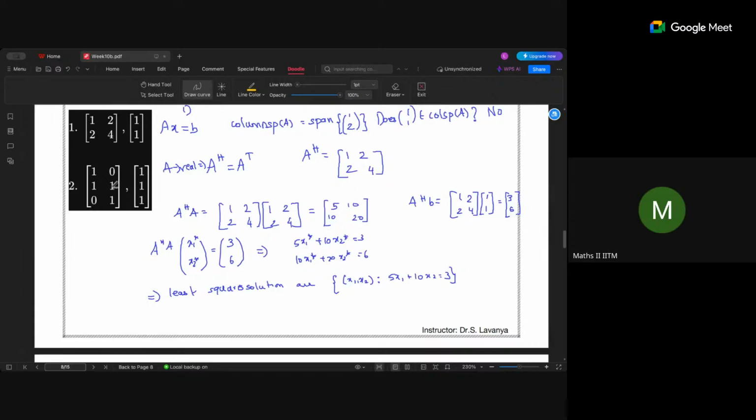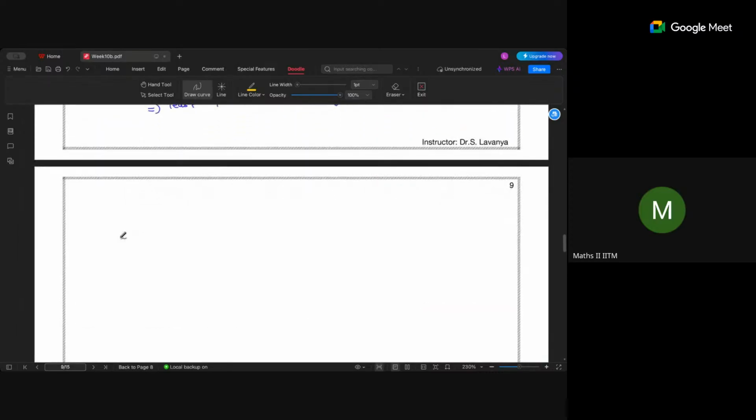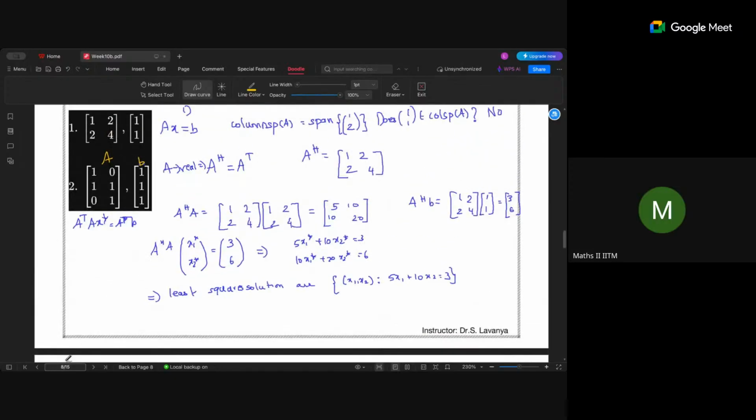For the second problem, this is something very easy. This is your A. You simply have to find A transpose and solve A transpose A x star equal to A transpose B. This is nothing difficult, but if there are any doubts, or if you want to verify the answer, you can do it in tomorrow's session. All right, so is that okay if I leave this problem? Yes, ma'am. Okay, fine.